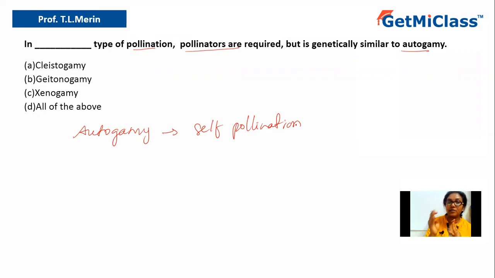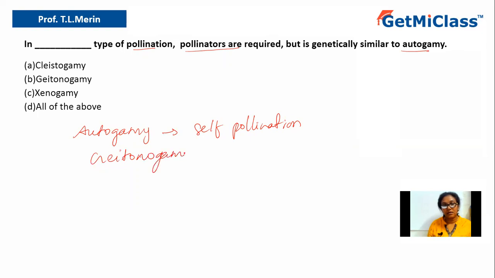So it can happen on the same flower, or it can happen on another flower of the same plant. That is again self-pollination, where you need pollinators. You need the pollinators to carry pollen grains from one flower of the plant onto another flower of the same plant. That is what is called geitonogamy. Okay, now this is autogamy. Under autogamy, there is another type which is called geitonogamy.